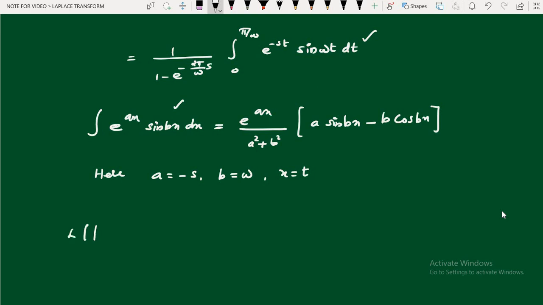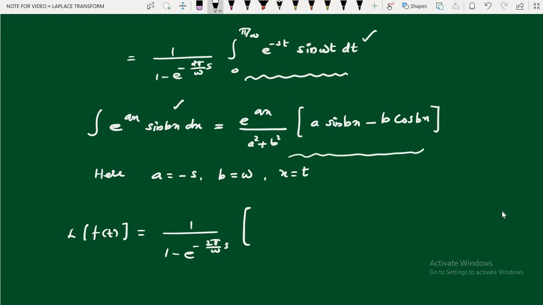Therefore, L of f of t is equal to 1 by 1 minus e power minus 2 pi by omega into s. Therefore, this is the integration answer. Just replace these variables there, so you can get the answer.